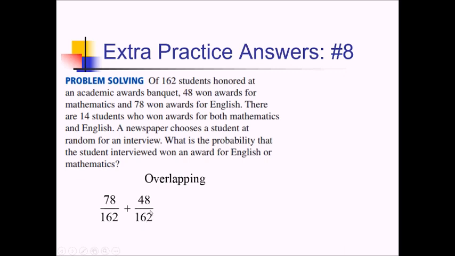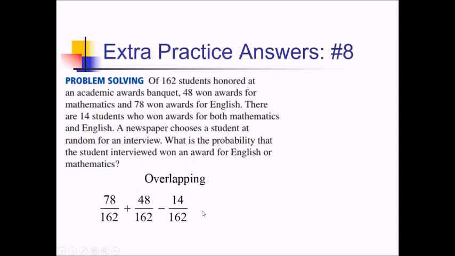But now hold on a sec. Some of this 78 and 48 were students who won both awards because they were counting them separately. That's 14 students out of 162 that we want to subtract now so that we're not double counting them because they're included in both of these two original groups.